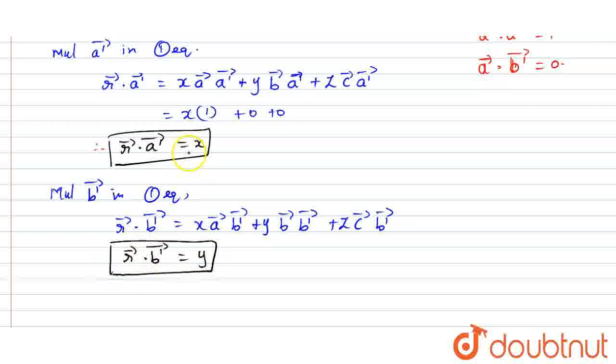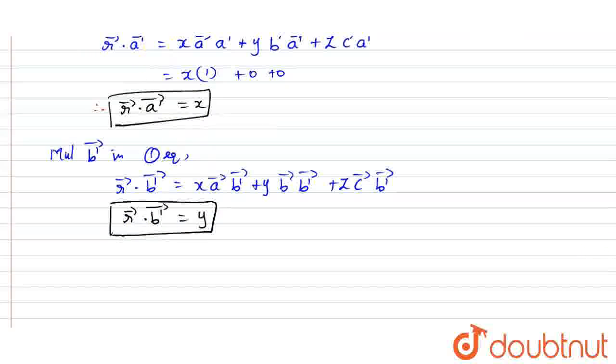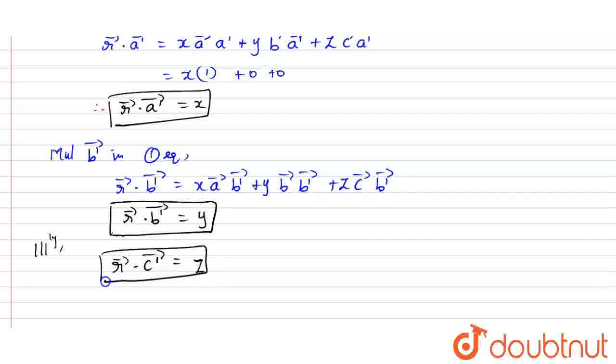See here carefully, students: if we multiply with A dash vector, we will get the corresponding x. If we multiply B dash vector, we get the corresponding y. Similarly, if we multiply with C dash vector, we will get the z value. So R vector dot C dash vector is equal to z. So these are the values for x, y, z we found here.